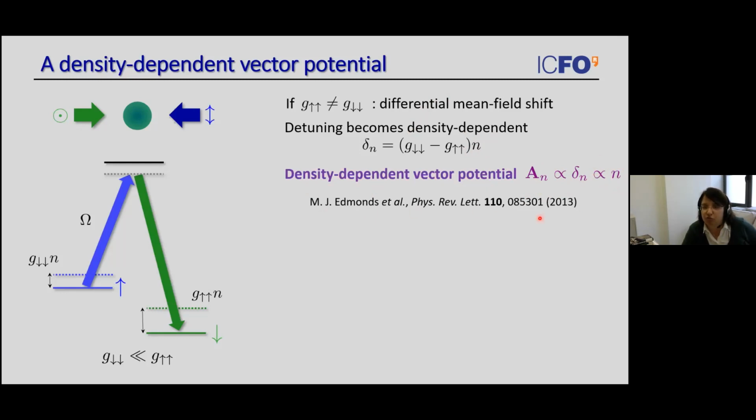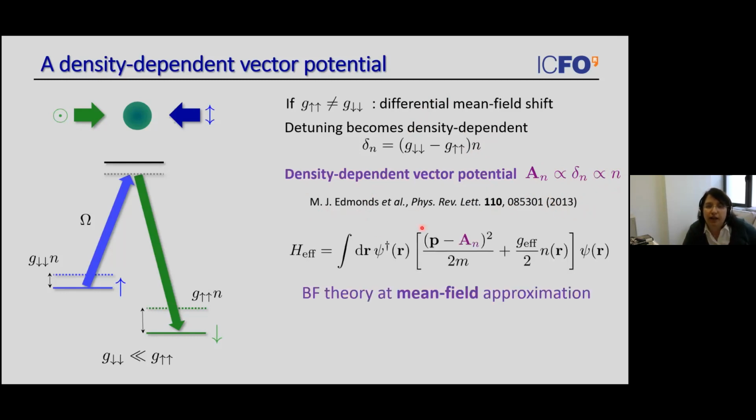This is a result that was proposed quite some years ago theoretically by the group of Patrick Öhberg. And they also showed that the Hamiltonian that describes a system, a Bose-Einstein condensate subjected to such a density dependent vector potential, has this form, where you basically have matter minimally coupled to a density dependent vector potential. And you see this equation I wrote just without hats on the fields and so on, because this is a result that is valid at the mean field level.